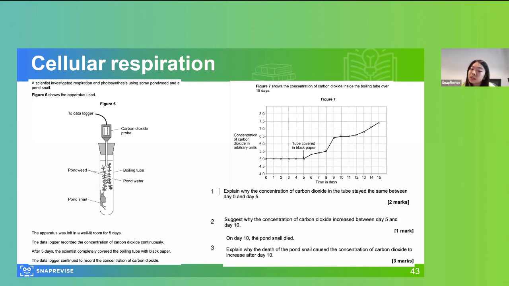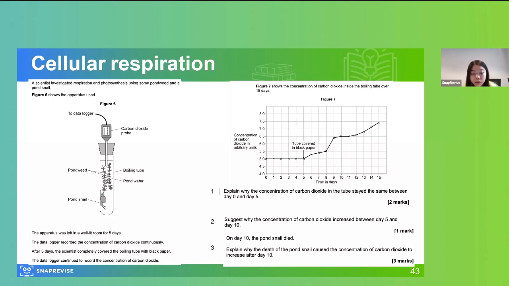That's 2 marks. Second thing: suggest why the concentration of carbon dioxide increased between day 5 and 10. This is what I meant by a "suggest" question. It's not really your topic knowledge, but more based off reading the graph. So it's asking you why the concentration has increased. What do you know about between day 5 and 10?